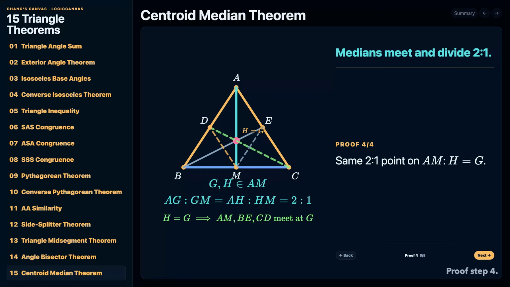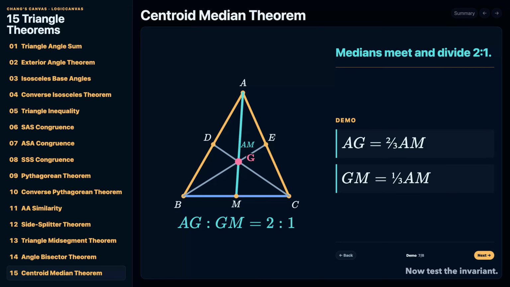Next, we have proved that G and H both lie on the same median AM and both divide it 2:1 from point A. A segment has only one such division point, so H must equal G. Since G already lies on AM and BE, while H lies on CD, all three medians meet at point G.